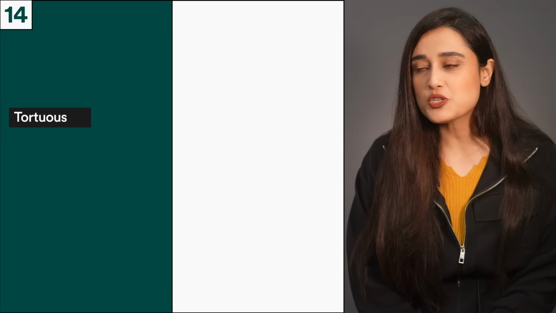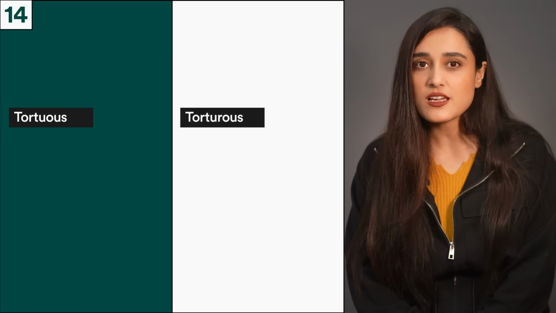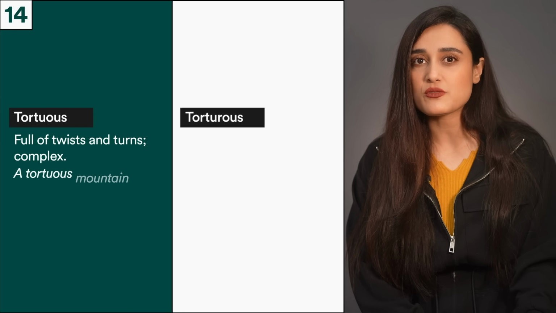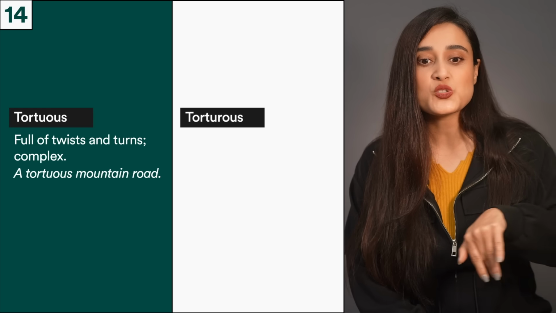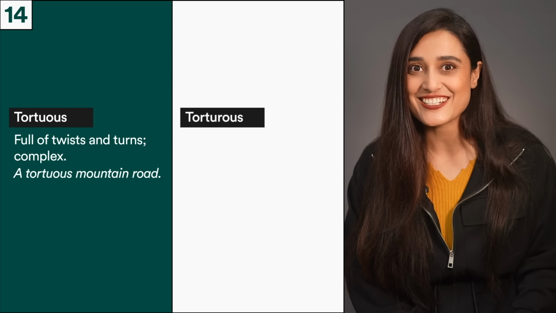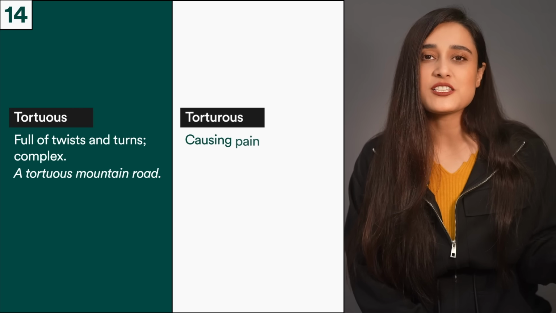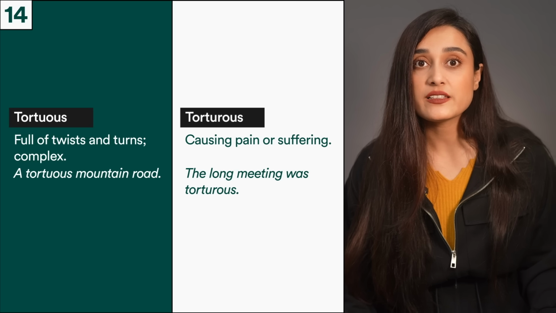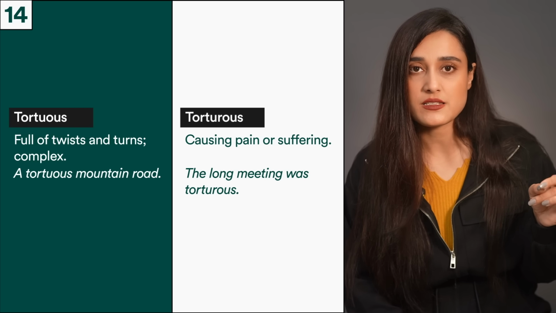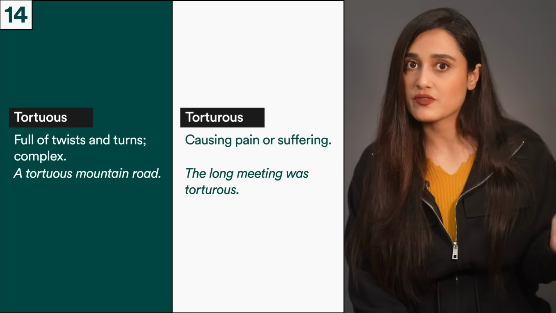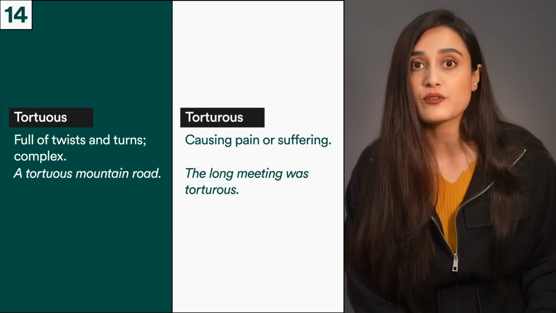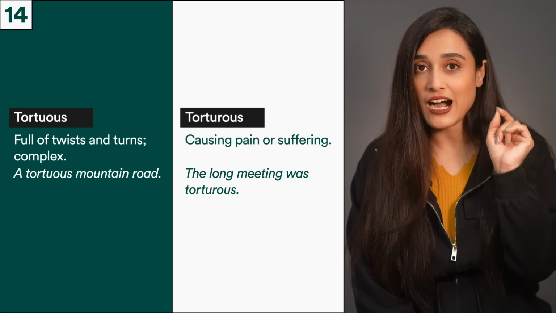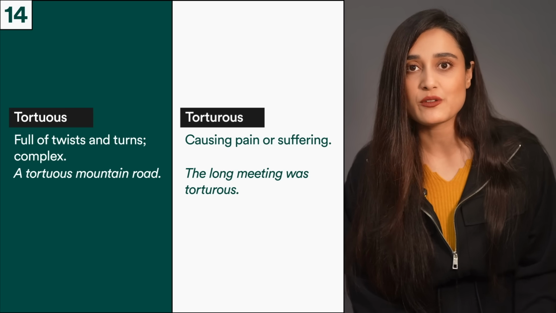Simple. Next one, tortuous versus torturous. Tortuous is full of twists and turns. Okay, complex, something that is complex. A tortuous mountain road, curvy mountain road. That is a tortuous mountain road. Great word, learn it. Torturous, on the other hand, is causing pain or suffering. The long meeting was torturous, painful. Many people wrongly think that tortuous, without the R in the center, means torture because of the spelling, but they are two different words. Don't confuse the two. Tortuous is twisting, complex, okay? Torturous with an R in the center is something that is extremely painful, all right?